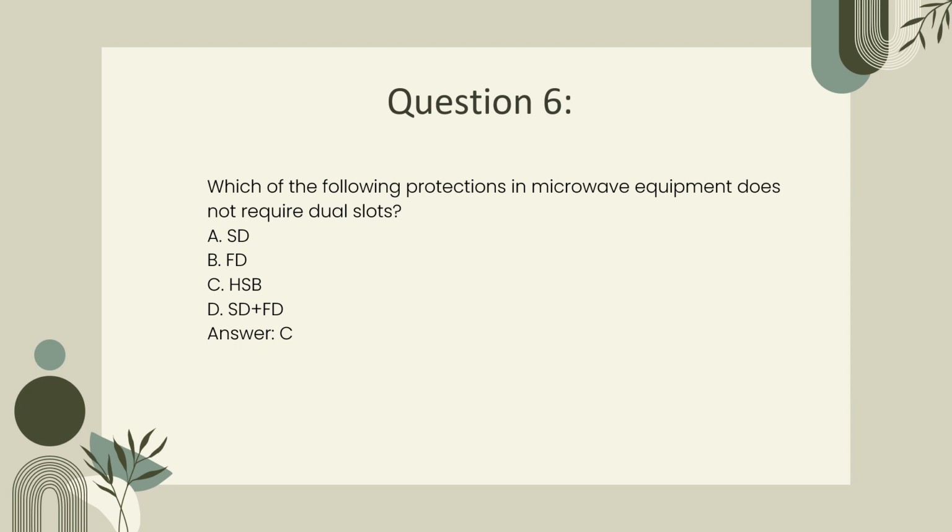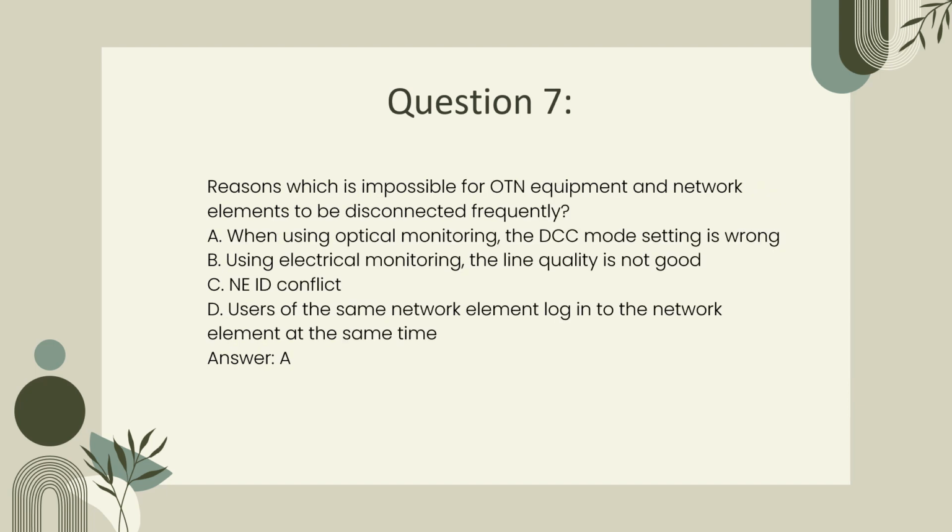A. SD, B. FD, C. HSB, D. SD plus FD. Answer: C. 7. Which reason is impossible for OTN equipment and network elements to be disconnected frequently? A. When using optical monitoring, the DCC mode setting is wrong. B. Using electrical monitoring, the line quality is not good. C. NEID conflict. D. Users of the same network element log in to the network element at the same time.